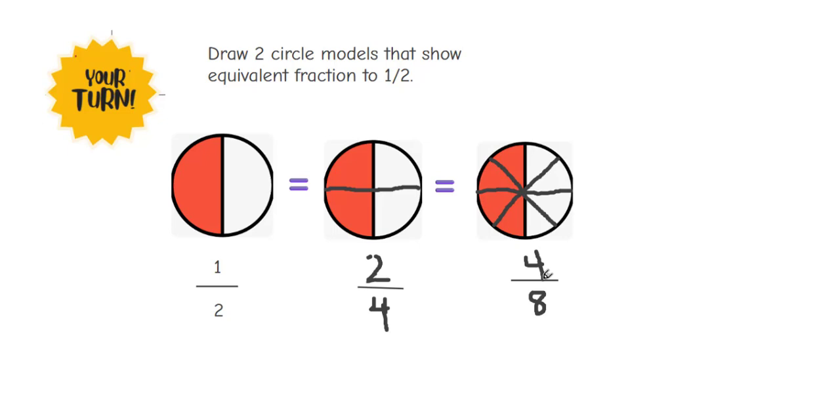Now you can keep doing this. Some of you might have done it more. That means you would have to cut every piece in half again, and it would look something like this for those of you that were trying to show me that you know what you're doing. Every single piece would have to be cut in half again, and then we would have 16 pieces with 8 of them colored in. Now some of you may be seeing a pattern with our denominator and our numerator.